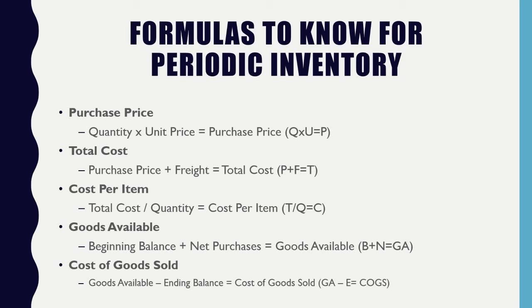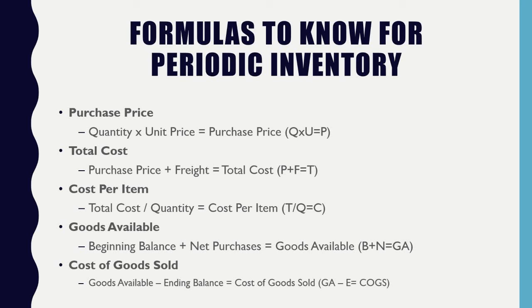But in this case, here we are. So these are the important formulas that you should know. Every single one that we look at will use the same or similar formulas. The first thing that we're going to be given, or expected to calculate, is the purchase price, which is pretty straightforward, right? Quantity times unit price gives you the purchase price. Okay? And then total cost is your purchase price plus your freight. And then cost per item is your total cost divided by your quantity. And that's going to give you cost per item.